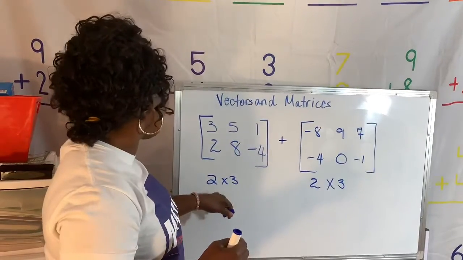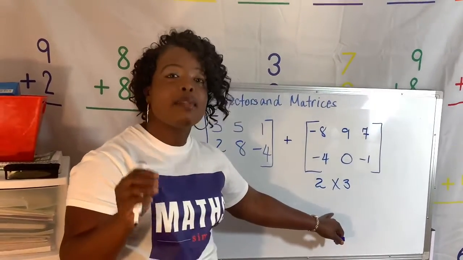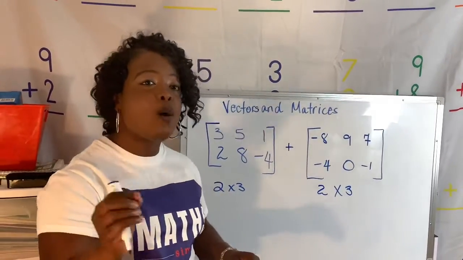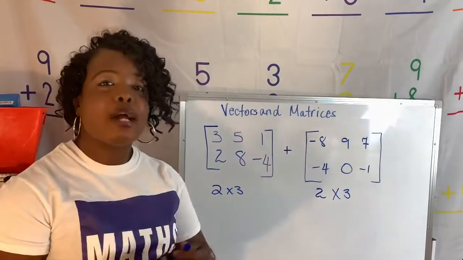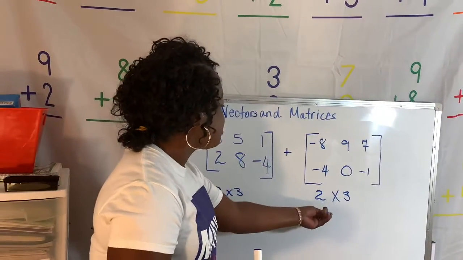If, for example, I had a 2 by 3 and I had a 3 by 2 here, I would not be able to add or subtract the matrices. The order of the matrix has to always be the same. And when I say order, I mean they both have to be 2 by 3. Here you can see 2 by 3.